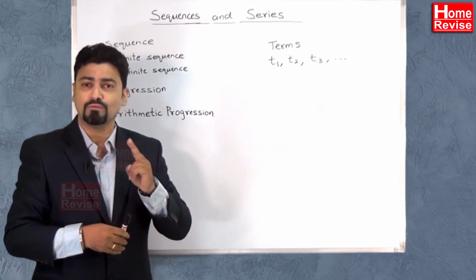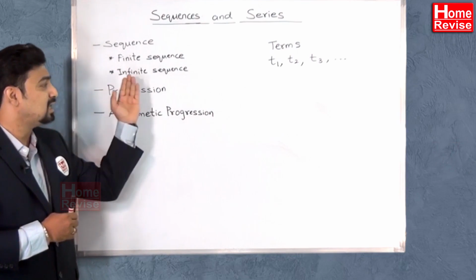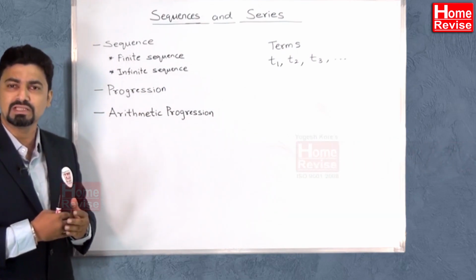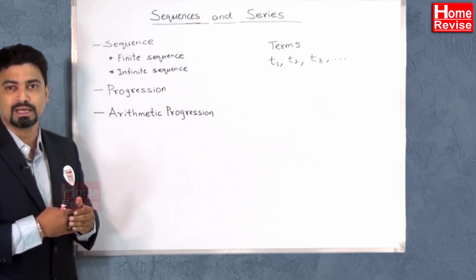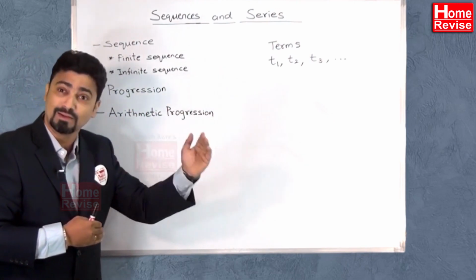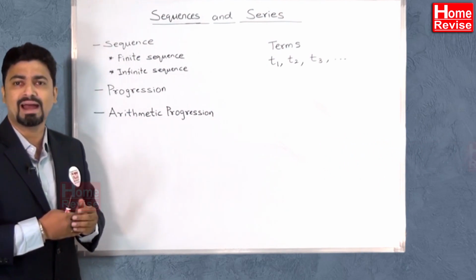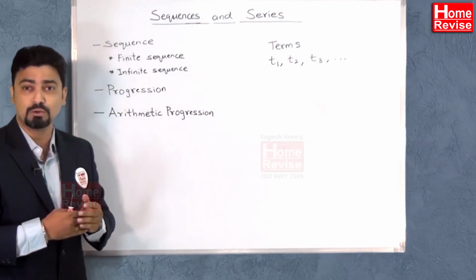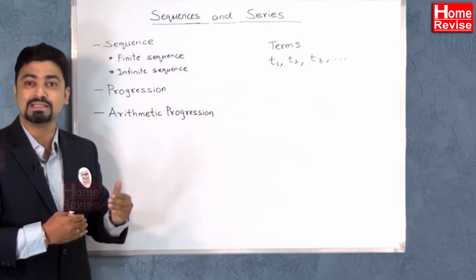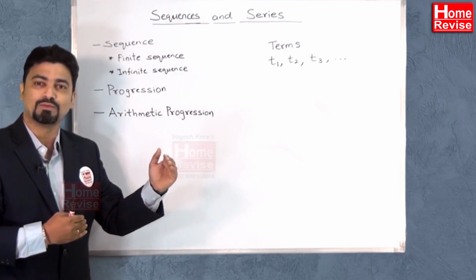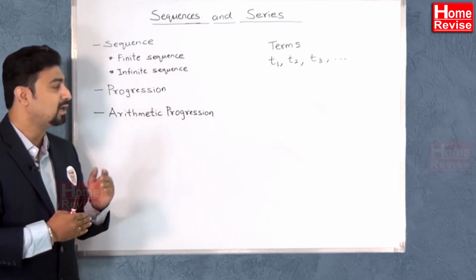Now, sequences can be of two types. What are the two types of sequences? One is finite sequence and the second one is infinite sequence. As the name suggests, finite sequence is one where the sequence ends after some time. That means we know the last term of the sequence. These sequences are known as finite sequences. On the other hand, infinite sequences are those sequences which are not finite. So obviously we do not know where the sequence ends. We do not know the last term of the sequence. So sequences are again, as I said, of two types, finite sequence and infinite sequence.